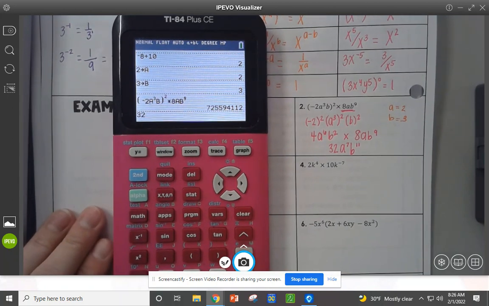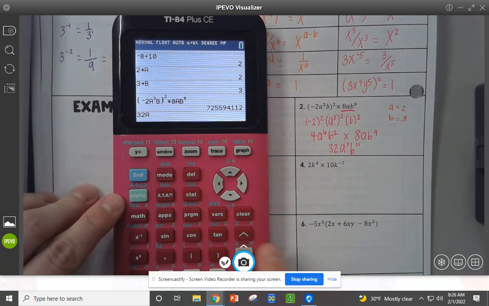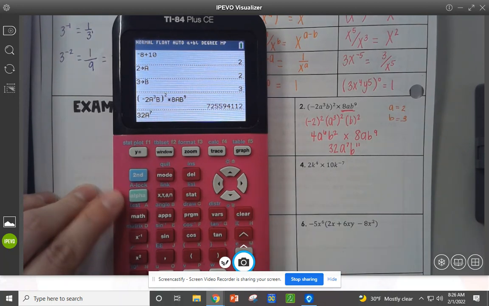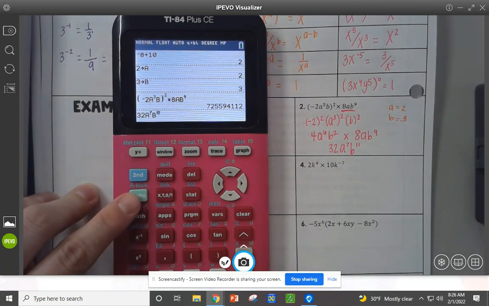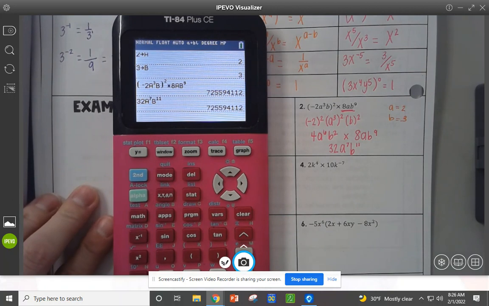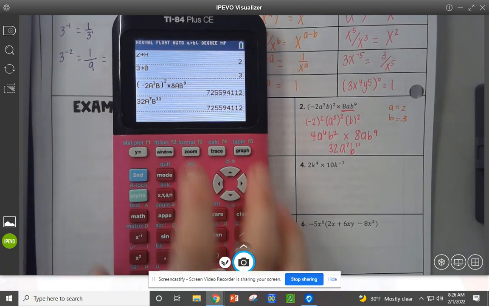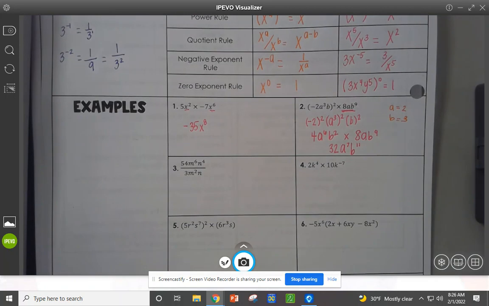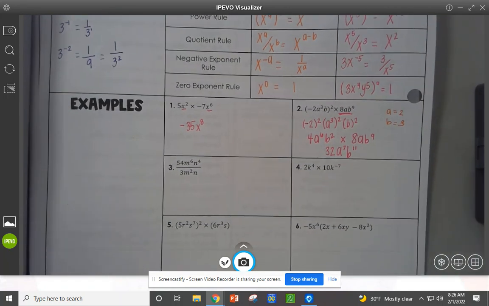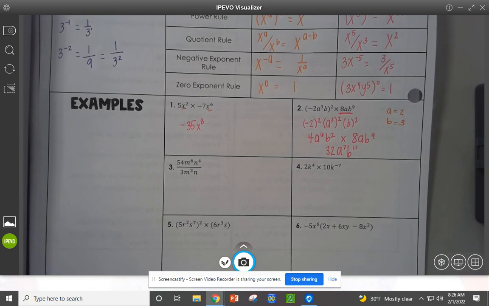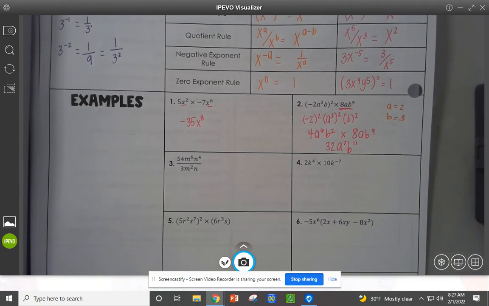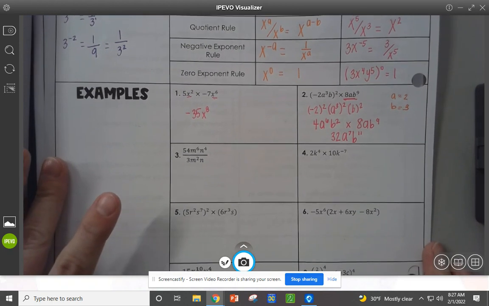And then I'm going to do 32 A to the 7th, B to the 11th, and see if they match. And they do. So that's how you know you got it correct. On the ACT, if for some reason you don't know how to do something like this, you can always just pick random numbers for your variables, plug it into your question, and plug it into each of your answer choices to see which one matches. It might take some extra time, but if it gets you a right answer, that's worth it.